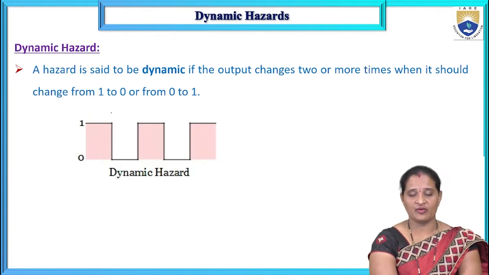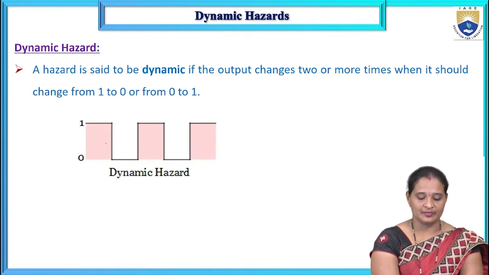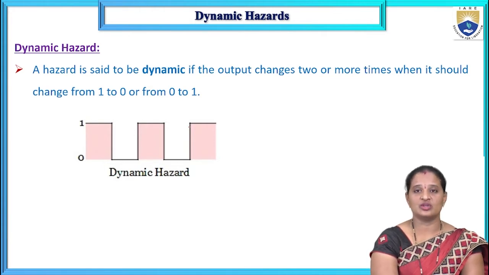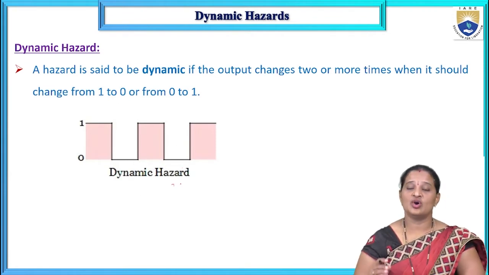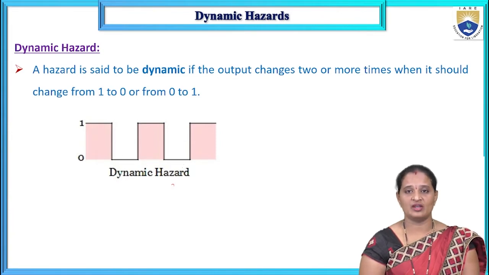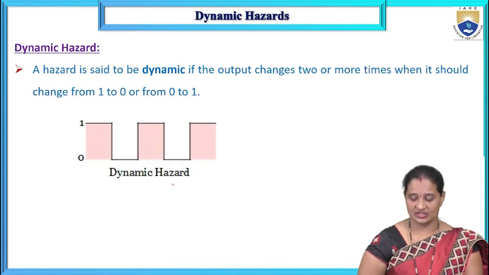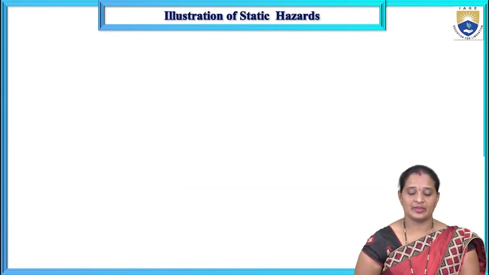This is the waveform that we can explain the dynamic hazard clearly. So here the output is 1, but it has to go to 0. But it is not going to 0 only once. It is going to 0 and 1 more than once. So that is why this type of hazard is known as dynamic hazard. That means when the input changed only one time, but the change in the output is happening more than one time, then that type of hazard is called as dynamic hazard.